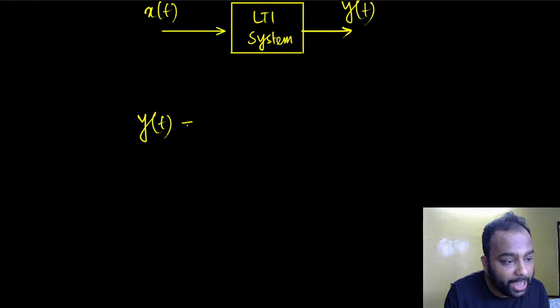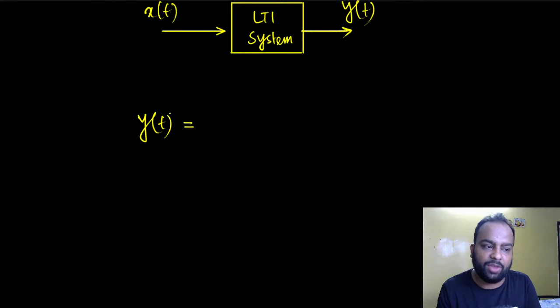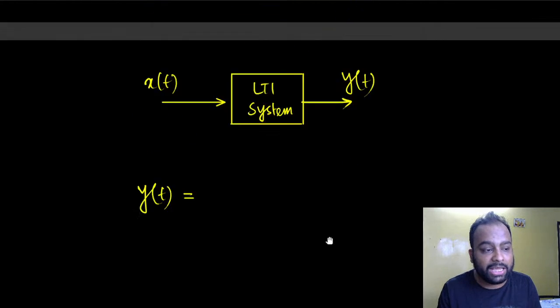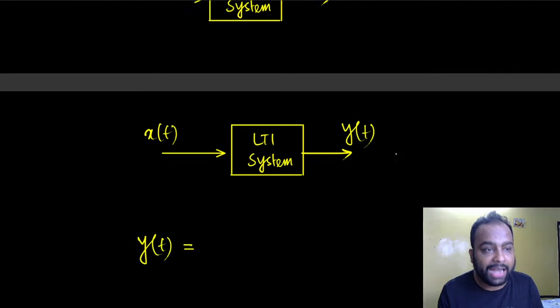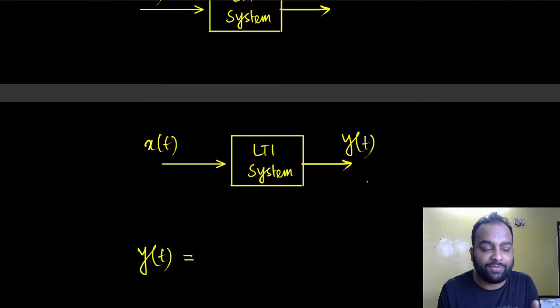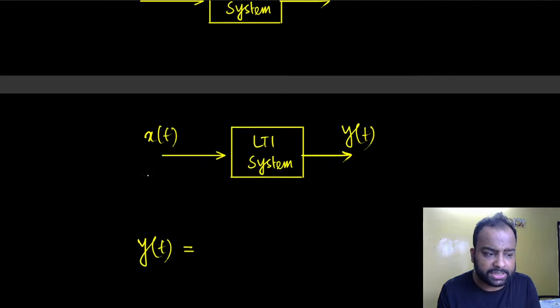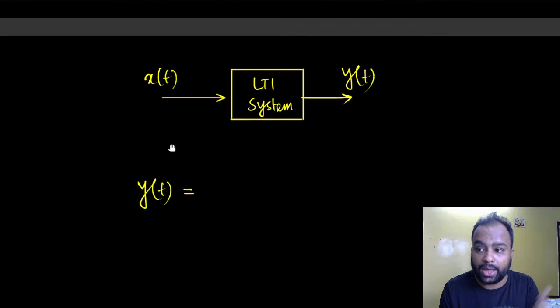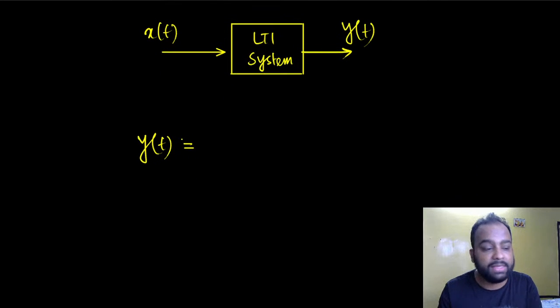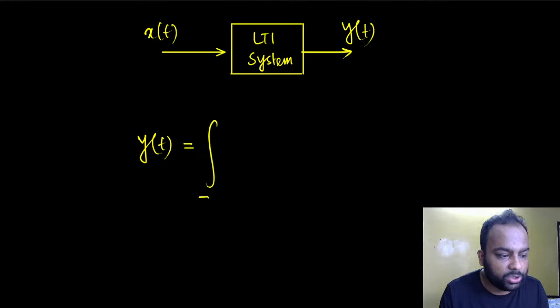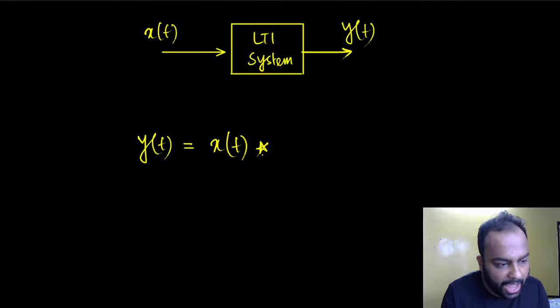I have a way of calculating y(t) because the system is a linear time invariant system. I know that if I know the impulse response and also know the input to the system, then I can figure out the output. I can mathematically calculate the output by calculating the convolution integral. So we have to integrate this. Essentially the output is going to be a convolution between the input and the impulse response of the system.